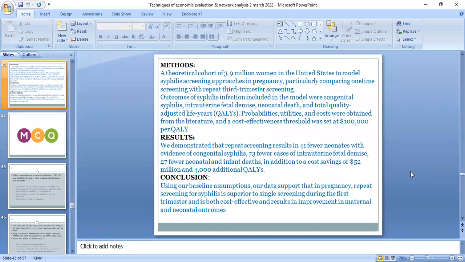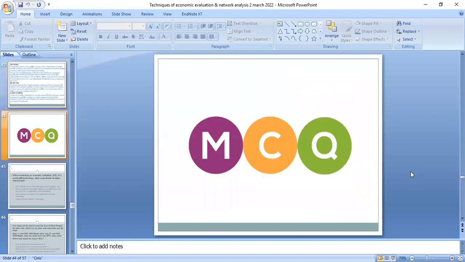The conclusion is that, using our baseline assumptions, our data support that in pregnancy, repeat screening for syphilis is superior to single screening during the first trimester and is both cost effective and results in improvement in maternal and neonatal outcomes.